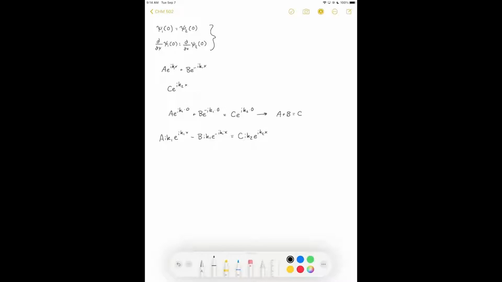And of course, if we plug in x equals 0 for these, the exponential terms are going to cancel out. And then we'll end up with a ik1 minus b ik1 equals c ik2. And the imaginary numbers will cancel out, and we'll get a k1 minus b k1 equals c k2. We'll write this as the following. We'll pull out the k1, and we'll say that c is equal to k1 over k2 times (a minus b).